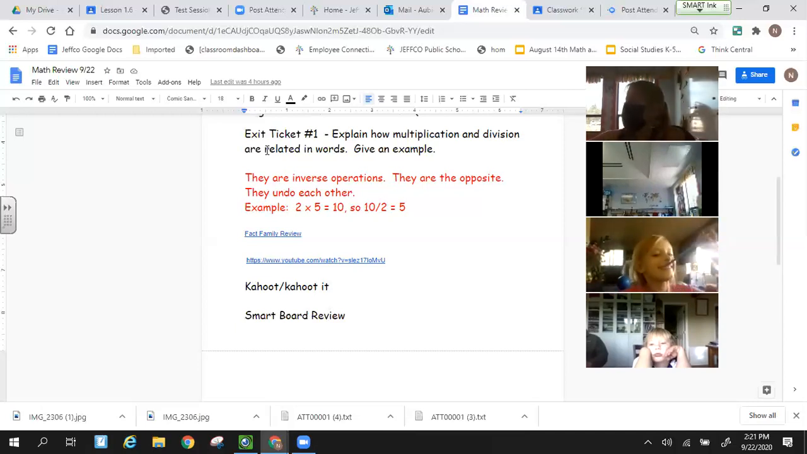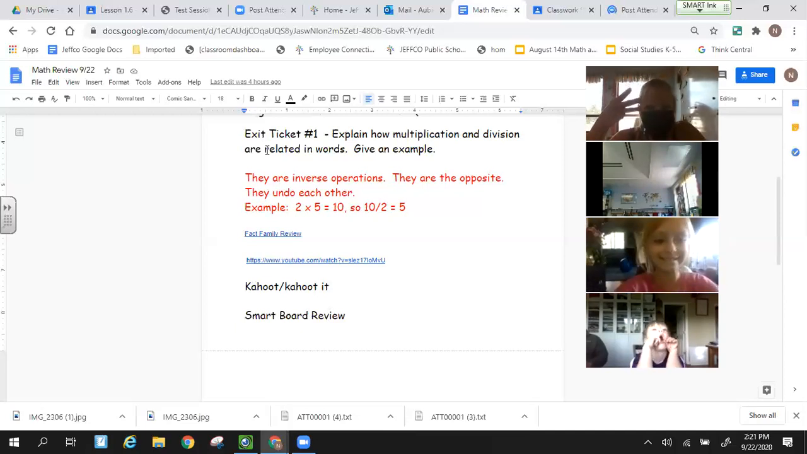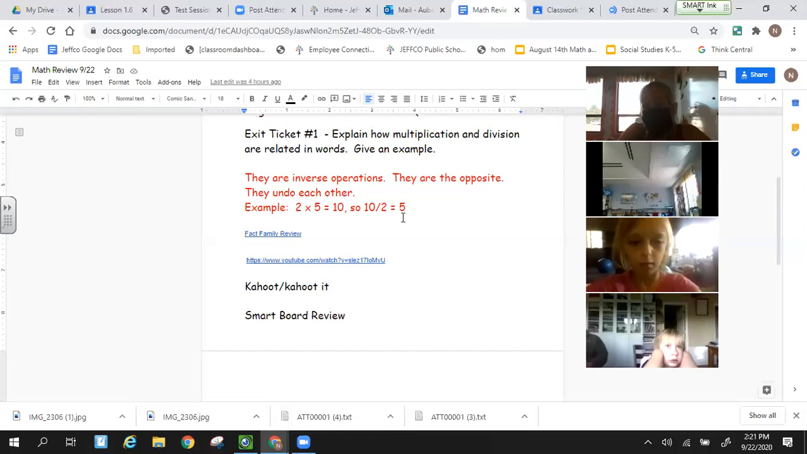So you should see if you got a 2 on this, or if I didn't give you a 3, you probably got a 2. Here's why. You should have said they are inverse operations. They are the opposite. They undo each other. You should have given an example like 2 times 5 equals 10, so 10 divided by 2 equals 5. You didn't have to use those numbers, but you should have come up with something like that.